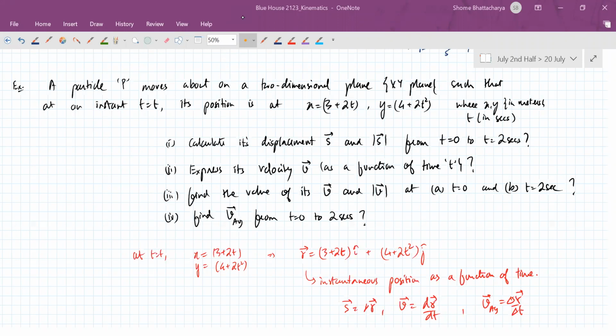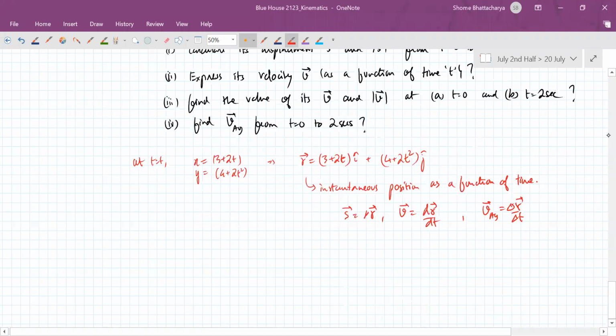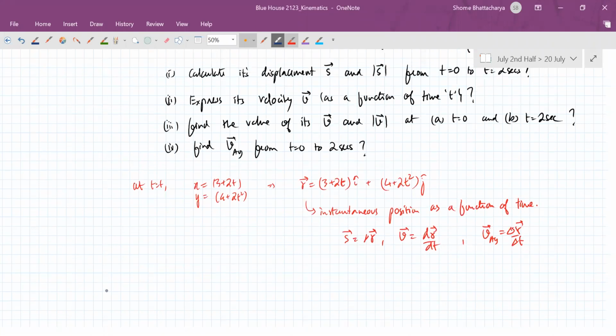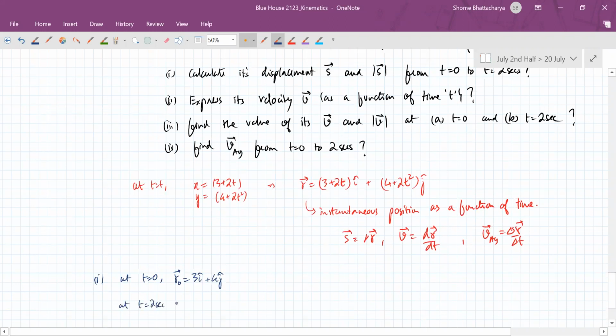Yes, Muskan, that's correct. Anybody else worked it out? Okay, so let's finish this question now. We want to find, first of all, the displacement from 0 to 2 seconds. For the first part, at t equal to 0, suppose we write the position vector as r0. You can just substitute the value of t as 0. So you can see it is 3 i cap plus 4 j cap. And at t equal to 2 seconds, just substitute the value of t as 2 in the expression.